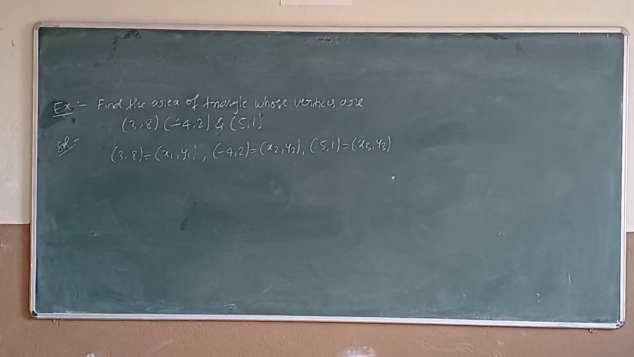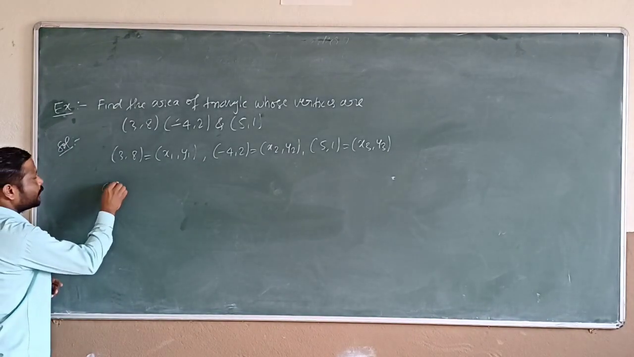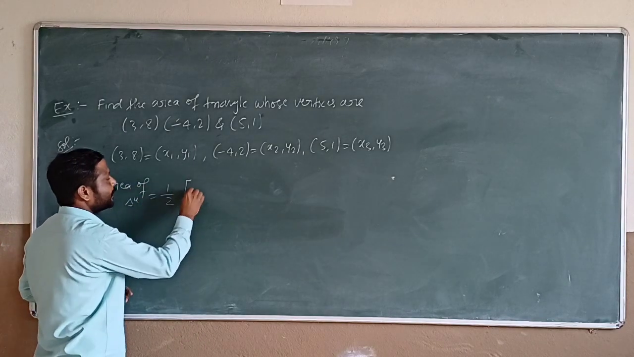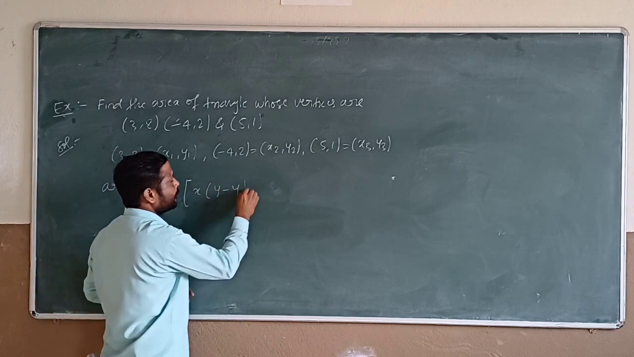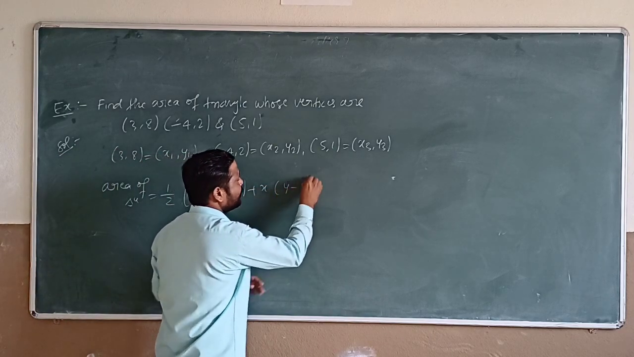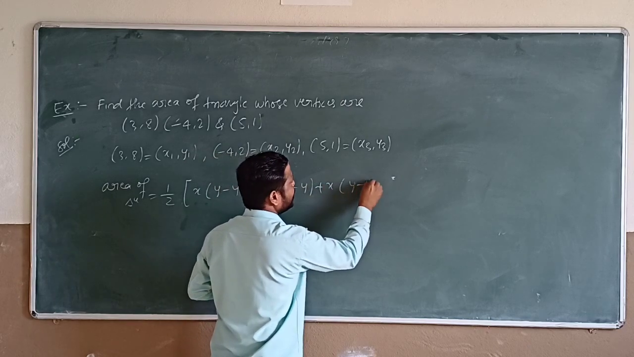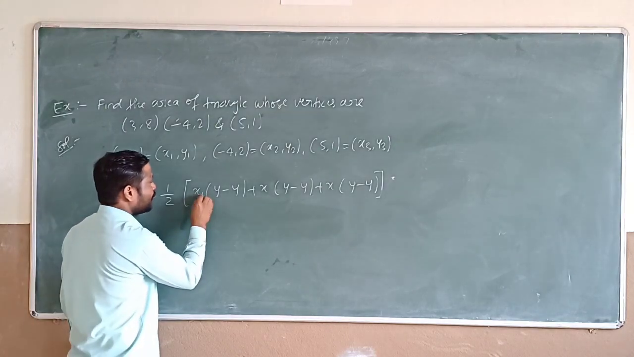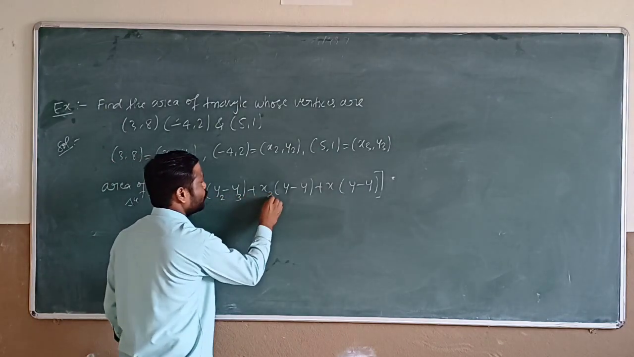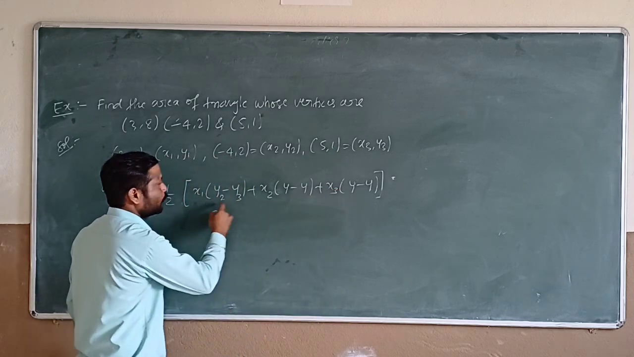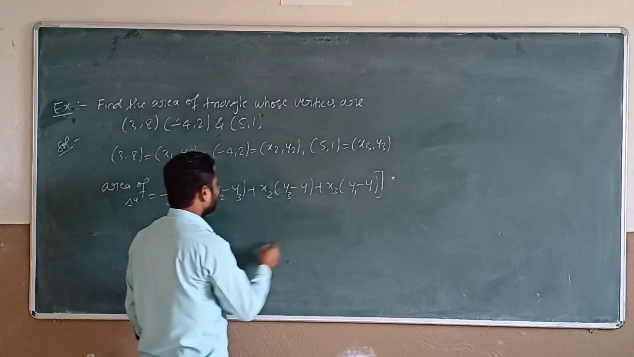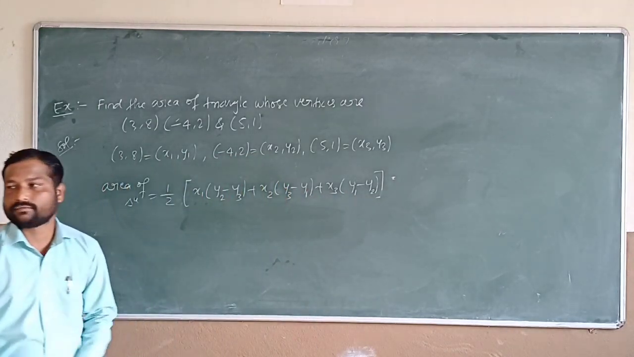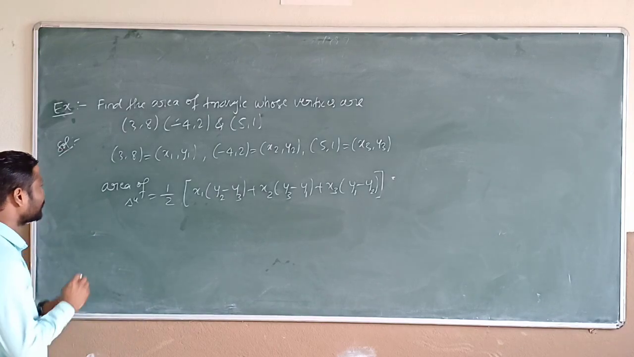They are told to find the area of the triangle. We know that the area of the triangle is equal to the formula 1 by 2 into x1 into (y2 minus y3) plus x2 into (y3 minus y1) plus x3 into (y1 minus y2), right? To avoid confusion with 1, 2, 3, take this: 1 becomes 2, 2 becomes 3, 3 becomes 1, and 1 becomes 2 now. This is the area of the triangle formula, right?